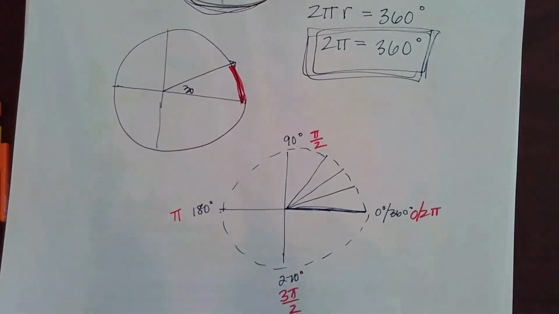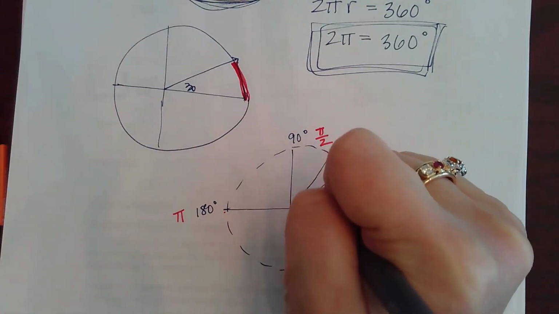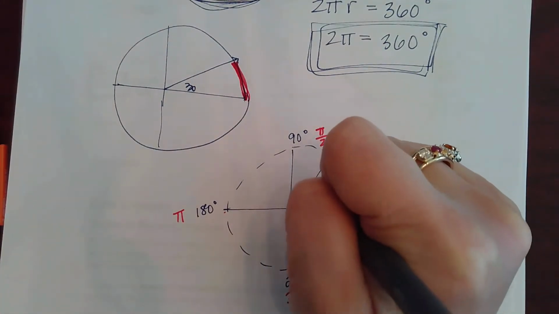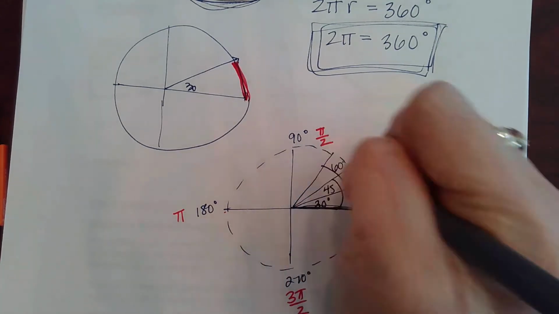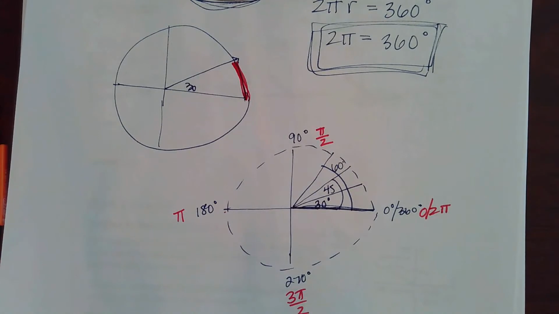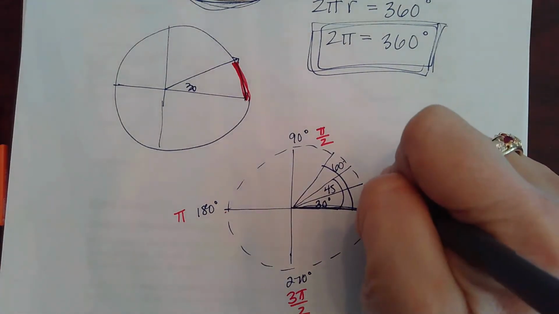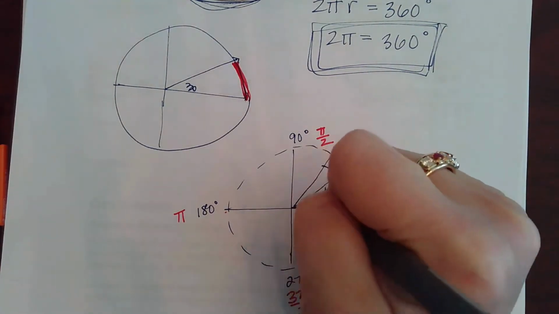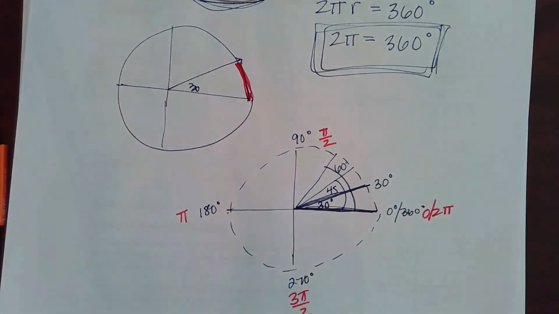And so what I mean by that is, remember those special right triangles? We're going to talk about a 30-degree angle, a 45-degree angle, and a 60-degree angle. So we're going to talk about that 30, 60, 90 triangle and that 45, 45, 90 triangle. So what I'm trying to get you to realize is, let's say, for example, this represents 30 degrees on the unit circle. How would we represent that in radians?